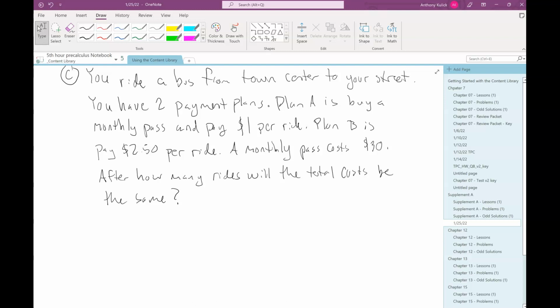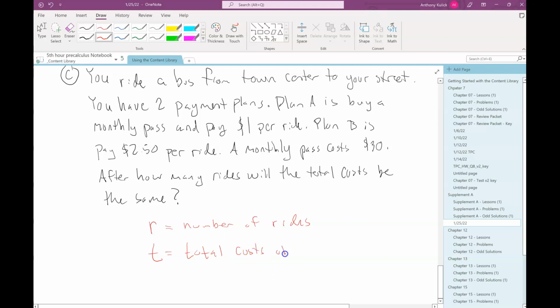So how many unknowns are in that question? Gabby? Okay, good. Two unknowns. We have the number of rides and the total cost. So let's use R to represent the number of rides and T to represent the total costs of a plan.